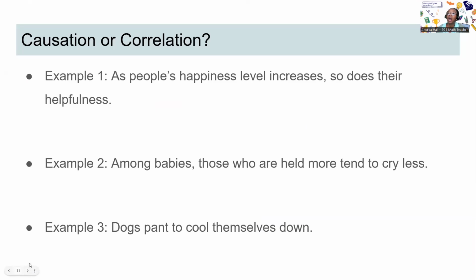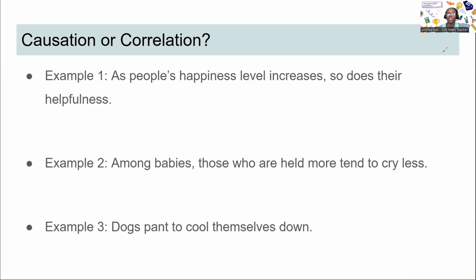All right. Causation or correlation. Example one, as people's happiness levels increase, so does their helpfulness. There's a correlation, but there could be other factors happening here, right? Correlation, not causation. Example two, among babies, those who are held more tend to cry less. There's a correlation, but babies cry for other reasons.